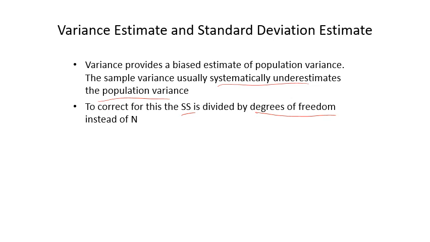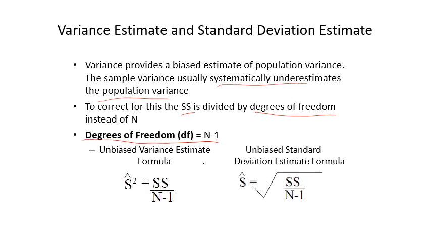Degrees of freedom is something we'll go into more later. But for the most part, if we're talking about one sample, and in this case we're looking at one sample, the degrees of freedom is going to equal n minus 1. There are times later where we'll look at other things where degrees of freedom is different than n minus 1. But for now, because we're only dealing with one sample, degrees of freedom is n minus 1. So instead of taking our sum of squares and dividing by n, we take our sum of squares and divide by n minus 1.